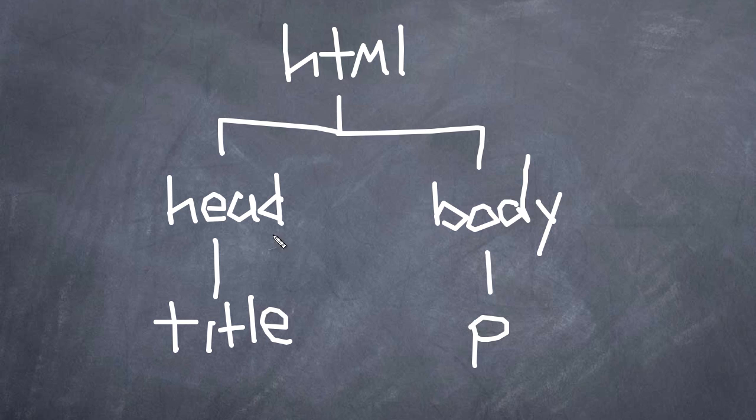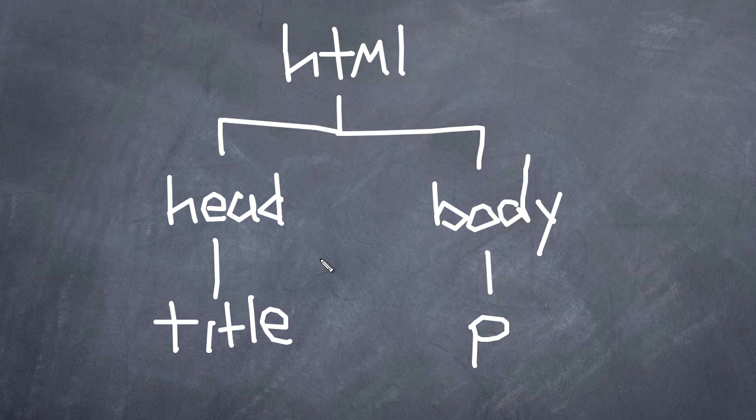Alright, so imagine this like a family tree kind of ordeal, right? The head and body would be considered siblings. The head is a child of the HTML tag, and the body is also a child of the HTML tag, right? So that makes these two siblings. Now, the title is a child of head, and the title is also a descendant of HTML. And the P tag was a child of body, and the P tag is also a descendant of HTML.